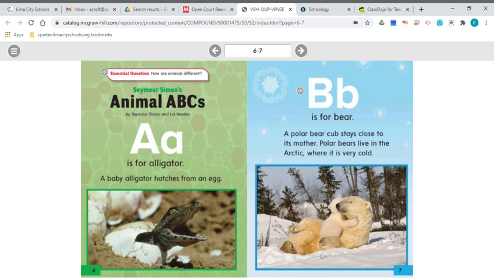They're actual photographs. The essential question that I want you to think about is, how are animals different? And you are going to see a lot of different kinds of animals in this photo essay.